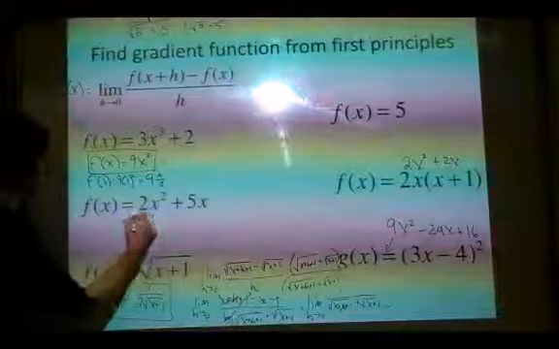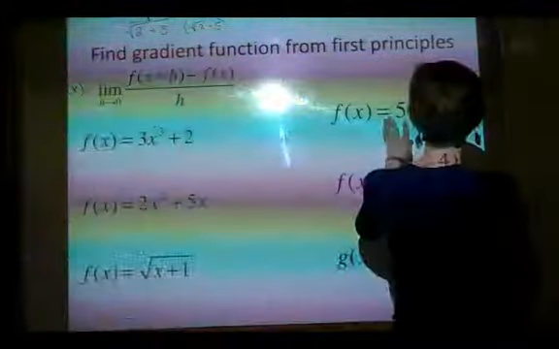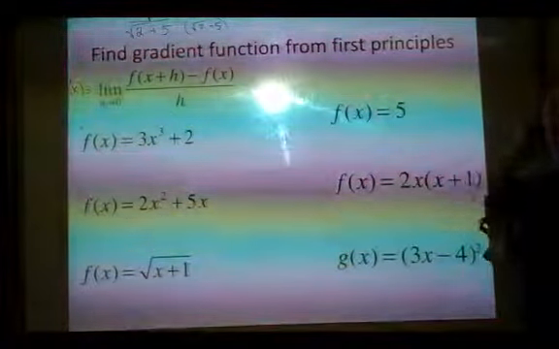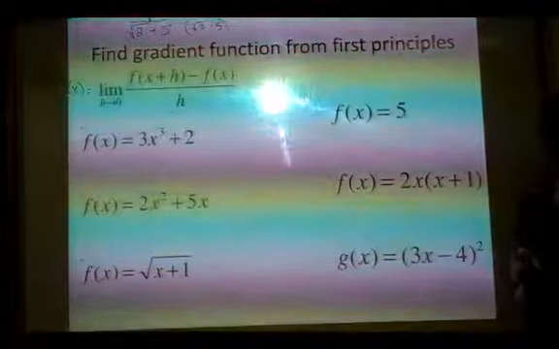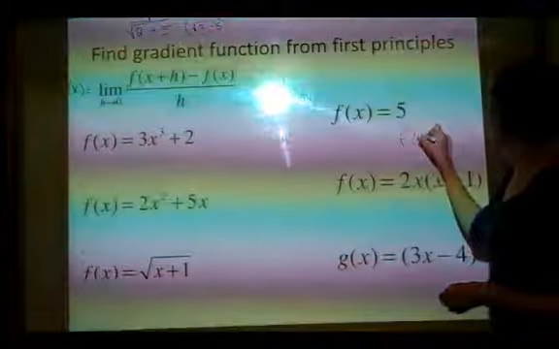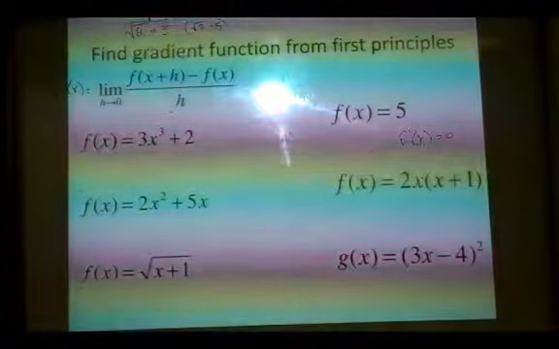This one was 4x plus 5. What should be the derivative of 5? 0. How do I know f prime of x is going to be 0 there? What does the graph look like? It's a horizontal line.